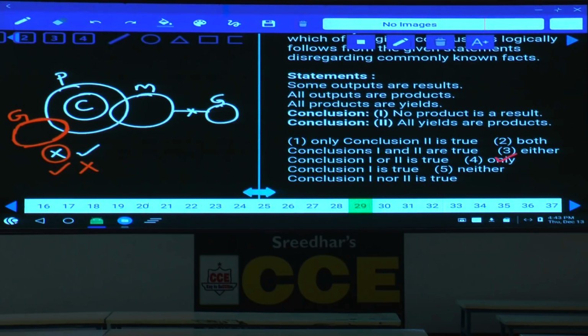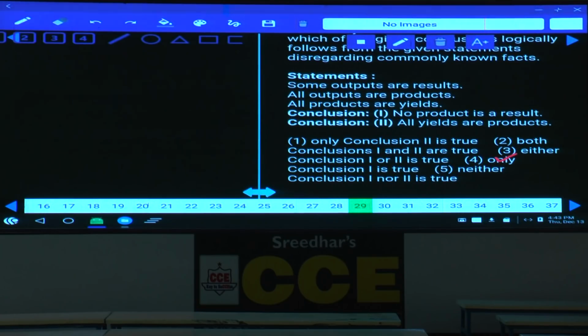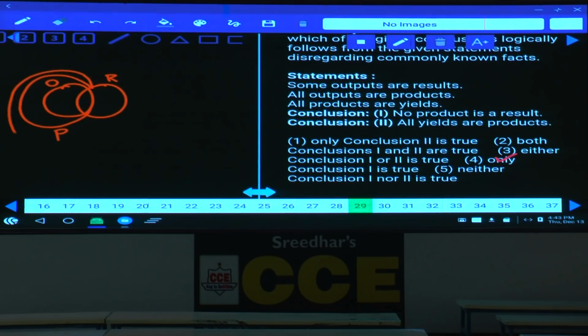Question number 28. Then question number 29. Some outputs are results, and some outputs are false; this can be written like this: output and result. All outputs are products, and all products are yields. All three statements are affirmative.